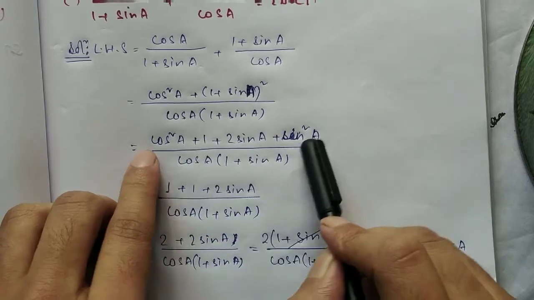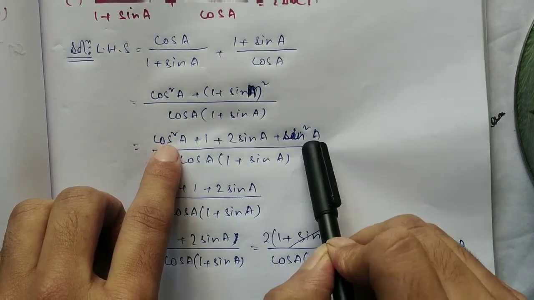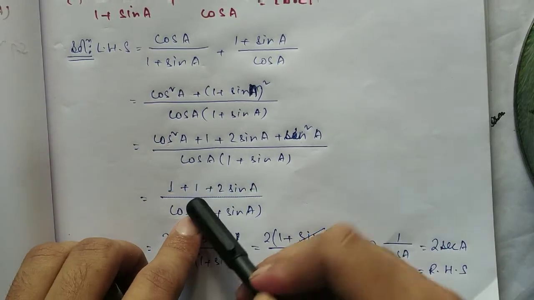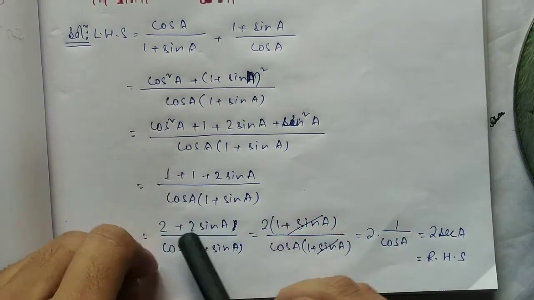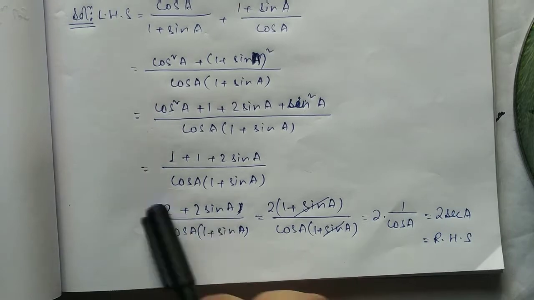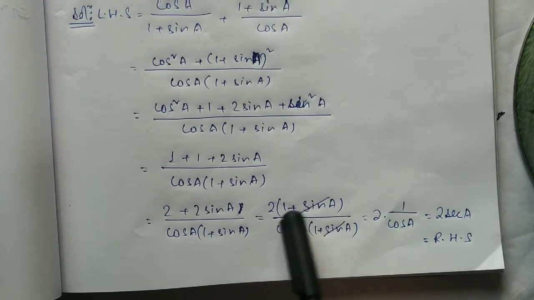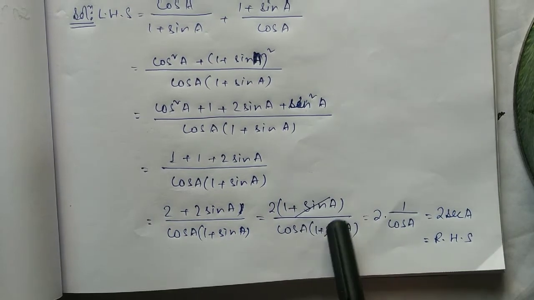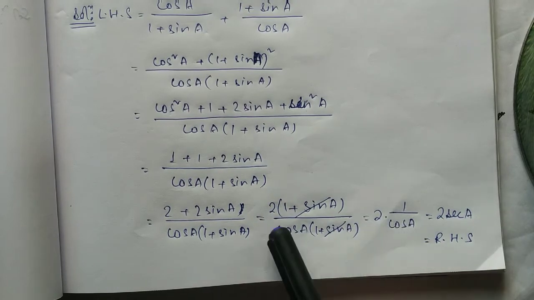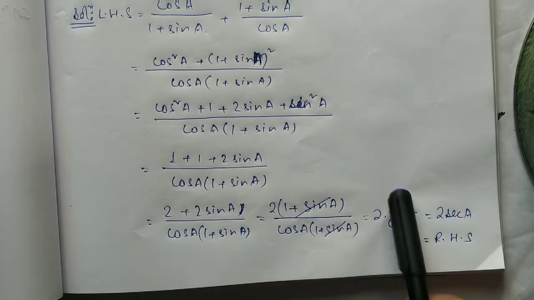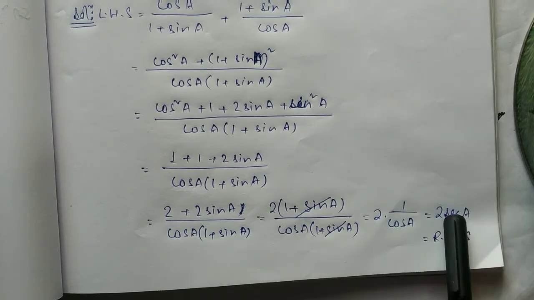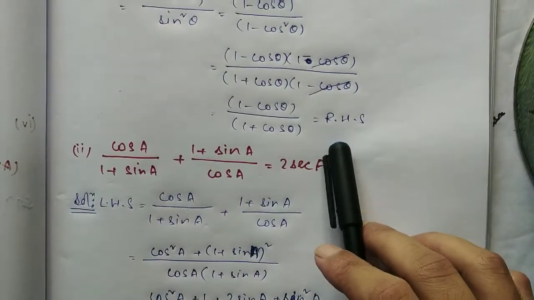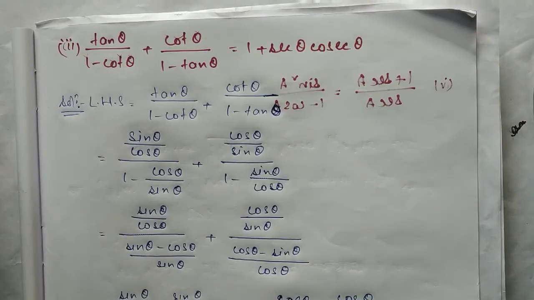We break it, and we find the cos square a plus sin square a term here, so this gives us 1, and this 1 comes out as it is, and 2 sin a. Then 1 plus 1 comes out to be 2, and 2 sin a. From these two terms we take 2 common, and we remain with 1 plus sin a, and there is 1 plus sin a in the denominator as well, so these two get cancelled out, and we remain with 2 by cos a. We write 2 by cos a as 2 into 1 by cos a, and 1 by cos a becomes sec a, so ultimately it gives us 2 sec a, which is our right hand side. Hence we are done with this also.